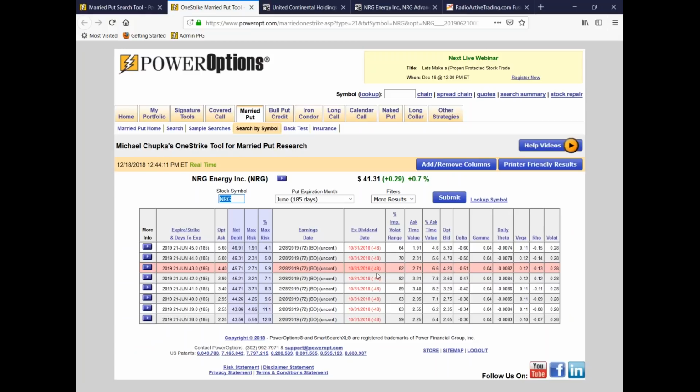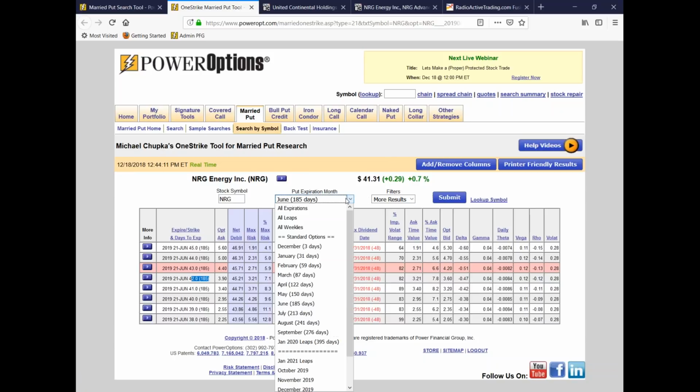Here's my June series. Here's the one I selected, 5.9% risk. Closer to the money, lower costs is 7.1% risk. That's still good. June 44, 185 days out. That might be a little bit too deep in the money. I prefer to stay a little bit closer. The 42 does look okay.